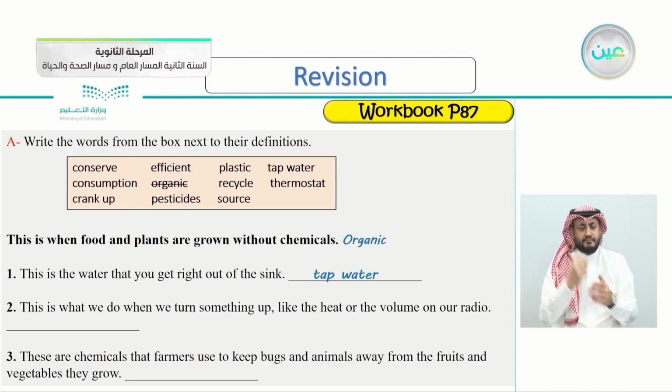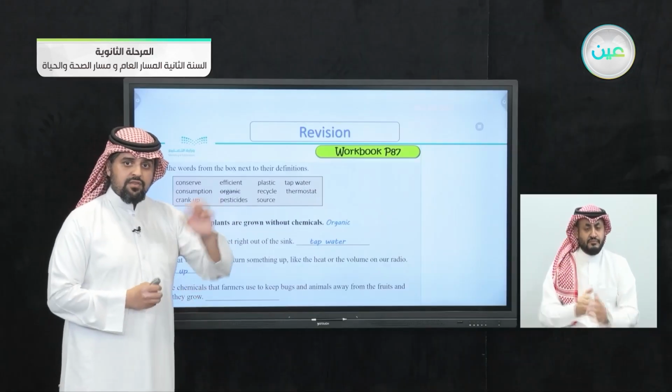Number 2, this is what we do when we turn something up, like the heat of the air conditioner or the volume of the television or the radio. So what do we call it? Let's check the answer together. To crank up. When someone says crank up the volume, it means to turn the volume up.